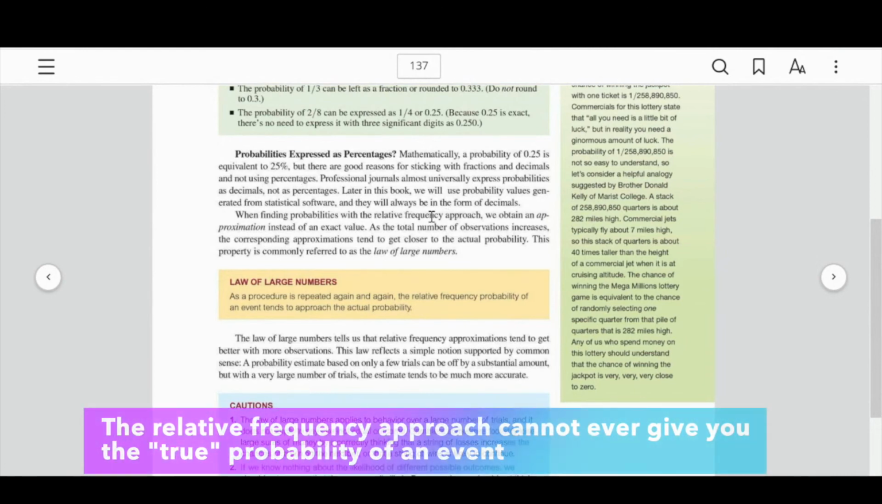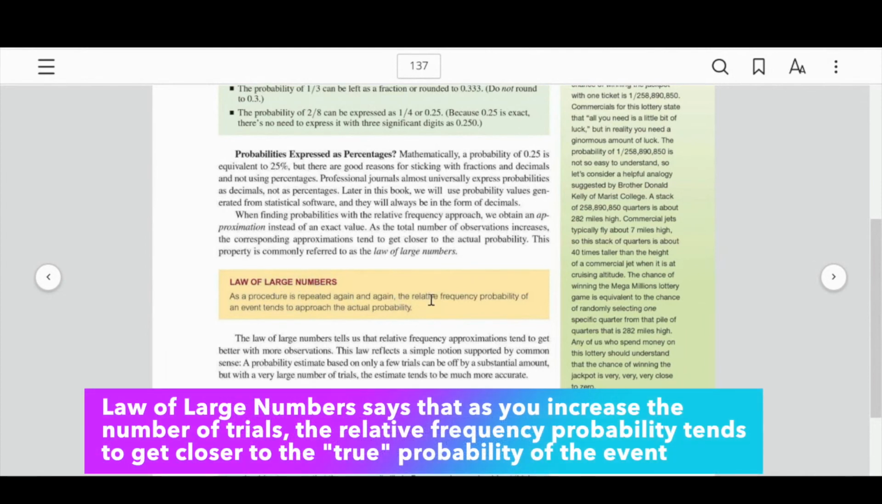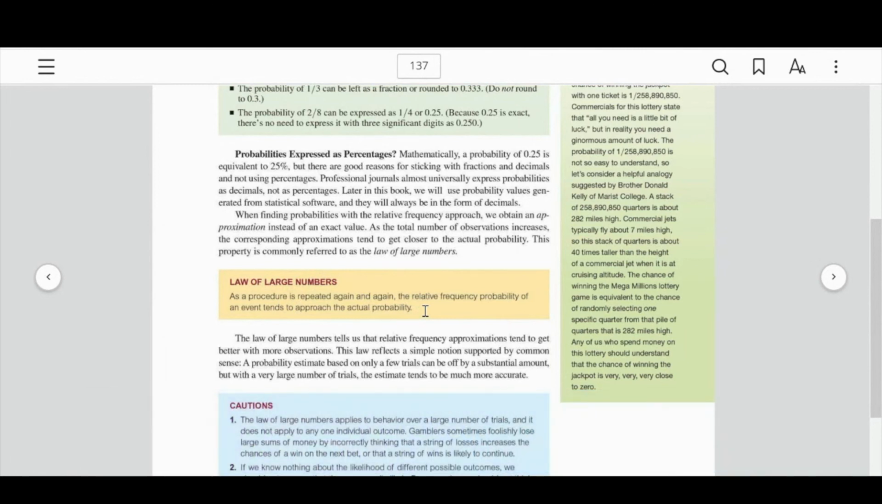We mentioned that relative frequency only gives you an approximation. It doesn't give you the exact value. Well, that's sad. How can you get more? Do it more times. So this is the law of large numbers. As a procedure is repeated again and again, the relative frequency probability of an event tends to approach the actual probability. So you flip a coin 10 times and you get 4 out of 10, and you think, well, 4 out of 10 then. And then you think, well, maybe that's not right. You flip it 10 more times, and it's still 4 out of 10. You flip it 100 times and you're at 48 out of 100, and you flip it 1,000 times. Anyway, you get the idea. It will get closer and closer and closer to the true probability.